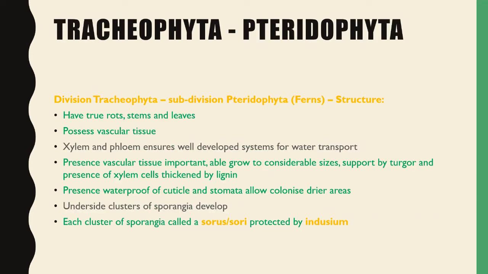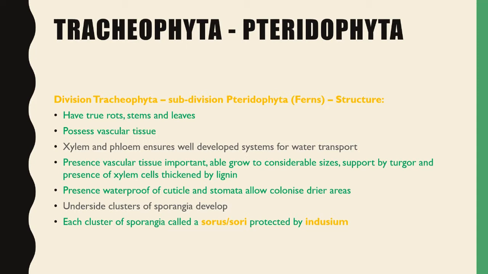The next division is Tracheophyta, otherwise known as Pteridophyta, the silent P in front, and these are known as ferns. The structure of ferns is that they do have true roots, stems, and leaves, and they also possess vascular tissue, which, as you know from AS, includes your xylem and your phloem, and these ensure well-developed systems for water transport. This presence of vascular tissue is important because it allows ferns to grow to considerable sizes and are supported by turgor, and the xylem cells are thickened by lignin as well, which also gives it some support.